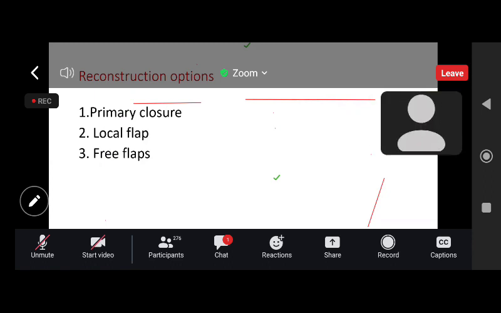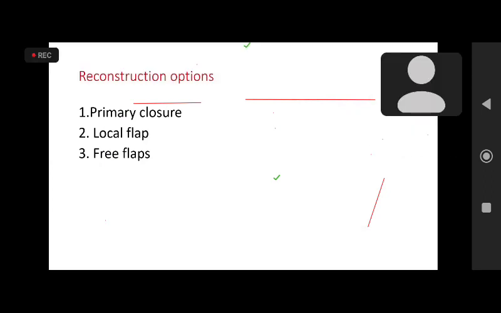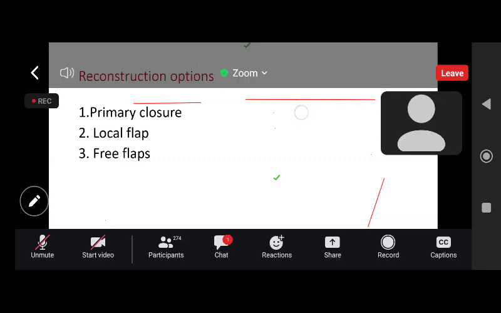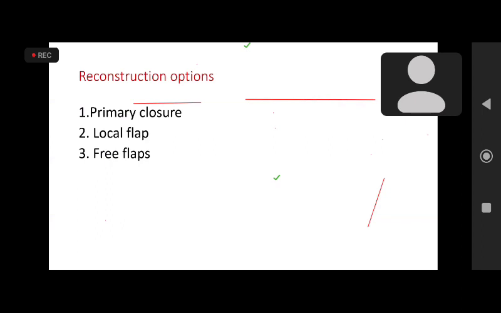So your reconstruction will depend upon many aspects. One is what is the size of the defect you have created. If you just remove the alveolar tumor and you have unhealthy mucosa in a patient where there is no submucous fibrosis, where you can bring in the mucosa, then with a limited resection you can do a local flap, which is an advancement flap, or a primary closure also you can do.